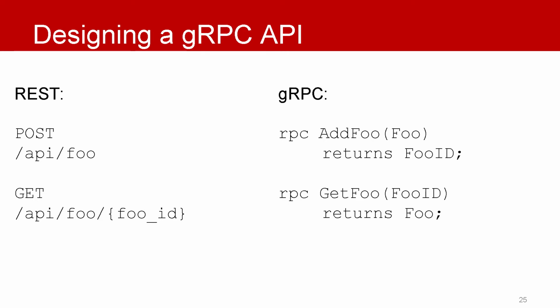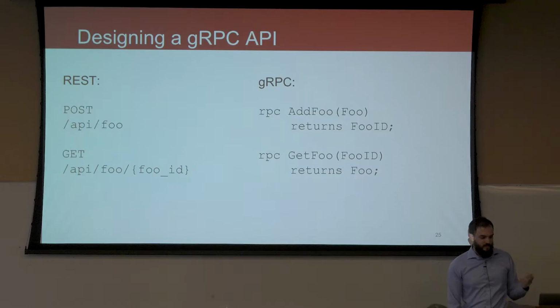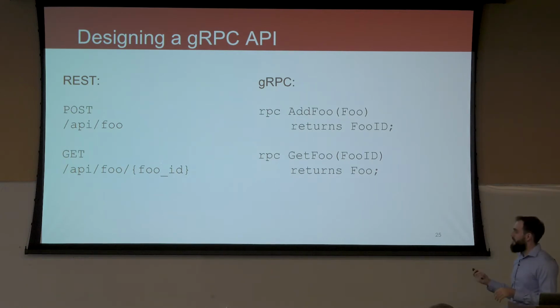So, OK, first things first, we needed to design our gRPC API. So how is gRPC different from REST? At first, it seems like it's a straightforward transformation, one or the other. So in a very simple case, we have an API that serves a foo, and we want to post, and we want to get. This is really simple.